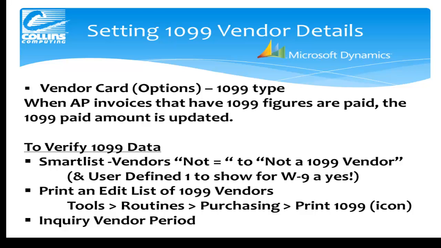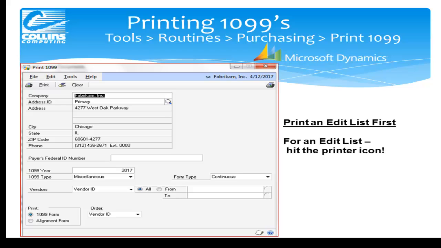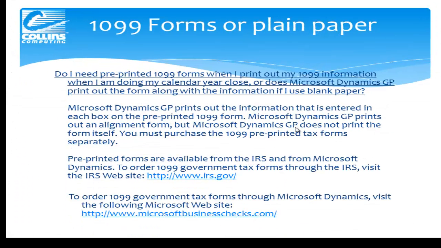So here's the 1099 screen that you get to by going to Tools, Routines, Purchasing, Print 1099s. And as I mentioned, you can select a given year, the form type, and then hit this printer icon, and you'll see a list of all of the vendors that have above $600 for that year.